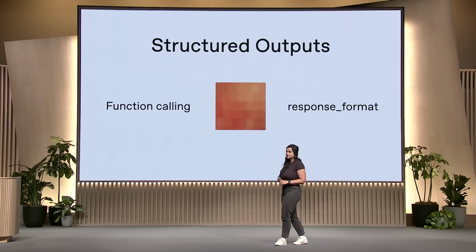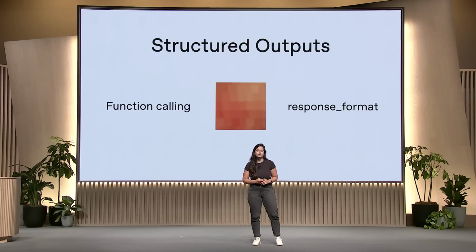The second mode is the response format parameter. This parameter is useful when the model is responding directly to a user, rather than emitting a function call. So let's start with function calling.